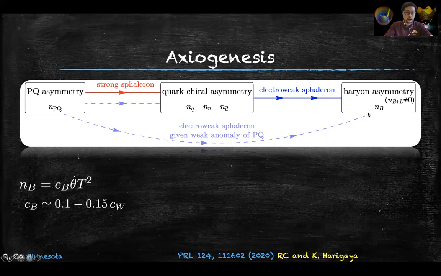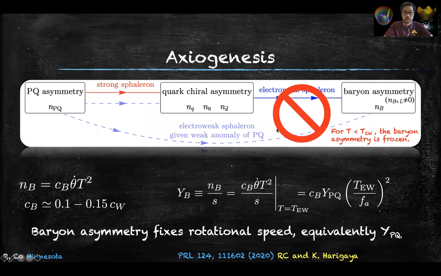The estimate of this baryon number density is given by theta dot times T squared, whenever this process is in equilibrium. The question is, when do we evaluate this baryon asymmetry? The answer is the electroweak scale, because once the temperature falls below the electroweak scale, the baryon asymmetry is frozen by the ineffective electroweak sphaleron processes. So the yield of the baryon asymmetry would be related to the PQ charge asymmetry and also the electroweak phase transition temperature, as well as the decay constant.